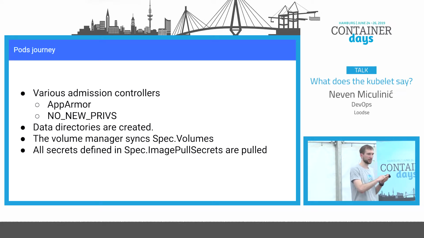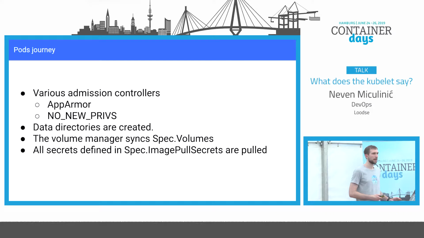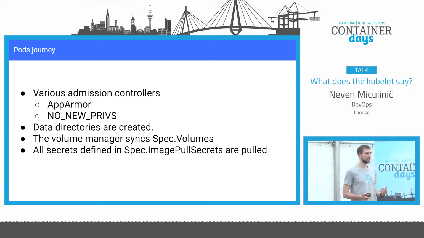So it fetches the secrets if they are mounted as a volume. It fetches the config maps if they are mounted as a volume. It somehow mounts the persistent volumes depending on the type of the persistent volume, etc. And also all the secrets defined for image pull secrets are pulled and prepared to fetch the images the kubelet will run.